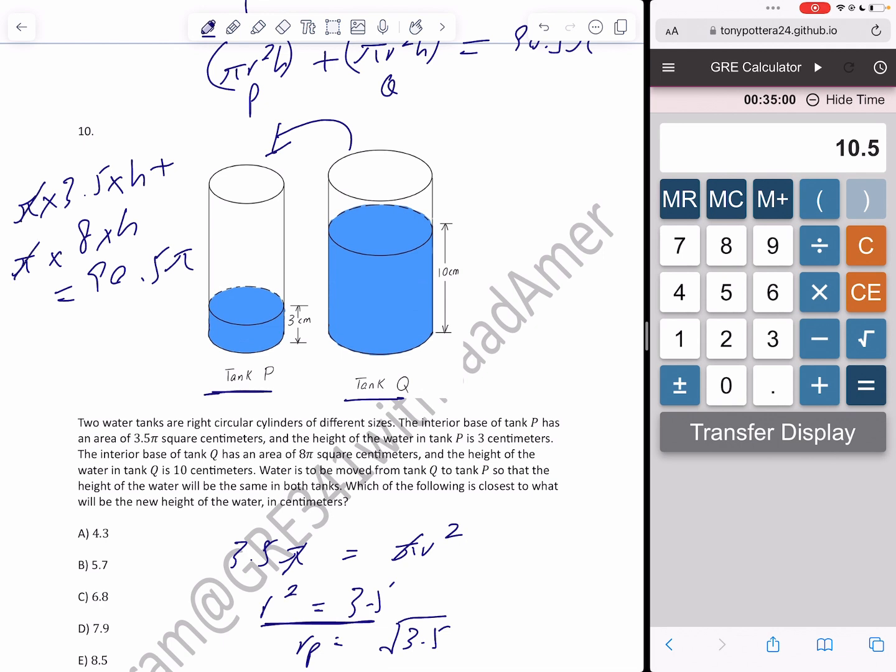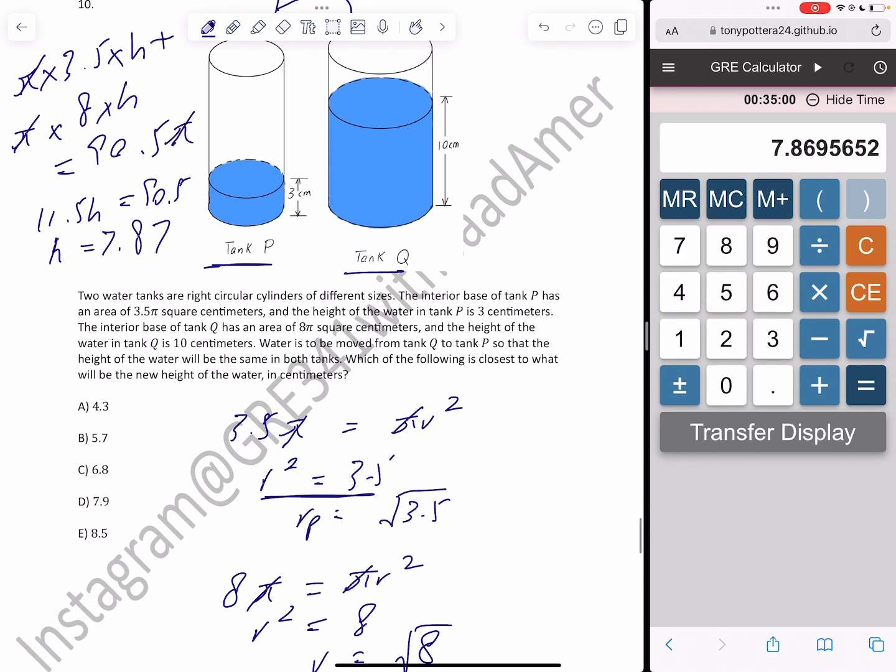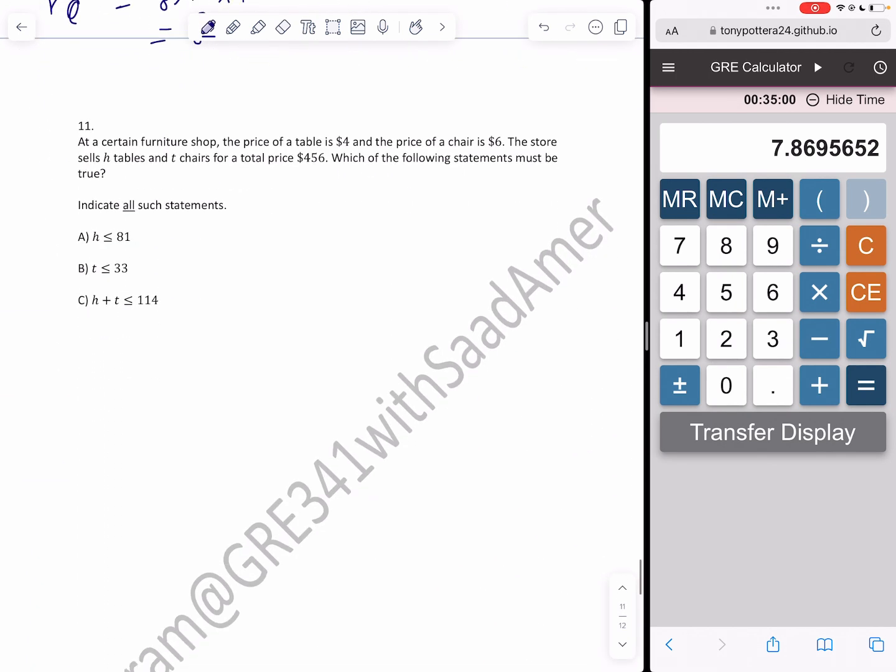So pi cancels from everywhere. 3.5 plus 8 is 11.5. H is equal to 90.5 divided by 11.5. That is 7.87. Approximately, the answer would be D, 7.9.